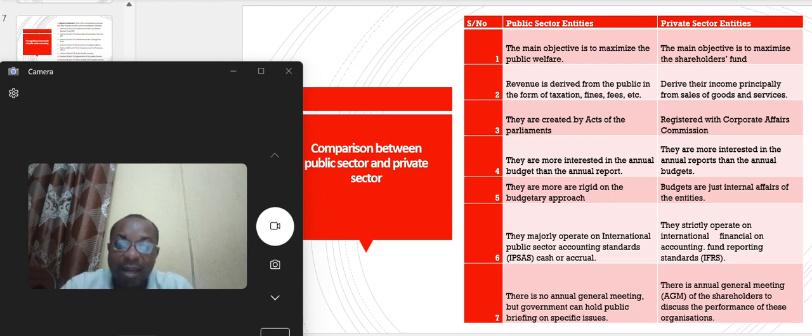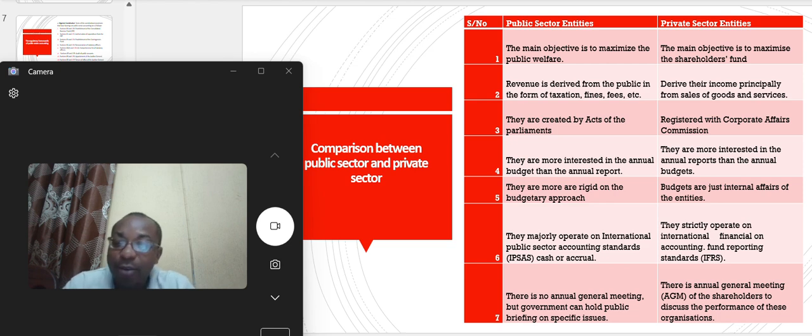Then another difference is that the public sector operates on a particular standard. Let me put it this way: public sector and private sector entities operate with two different standards. Under the public sector, we operate with what we call International Public Sector Accounting Standards, IPSAS. In the course of this course, we are going to treat some of those standards.